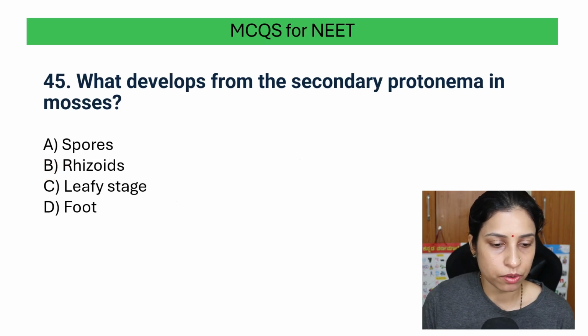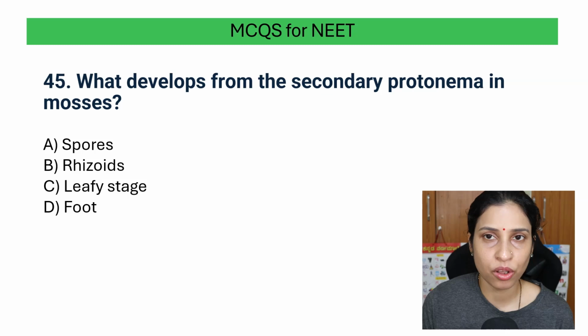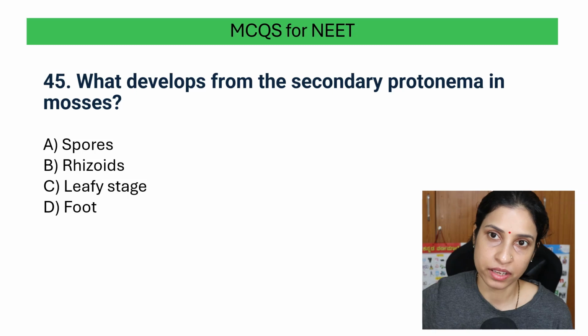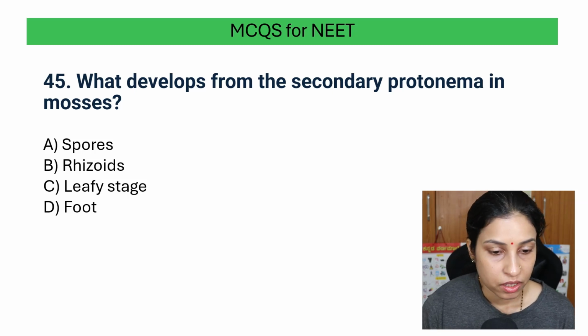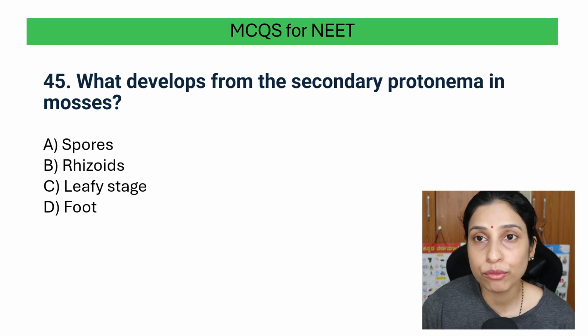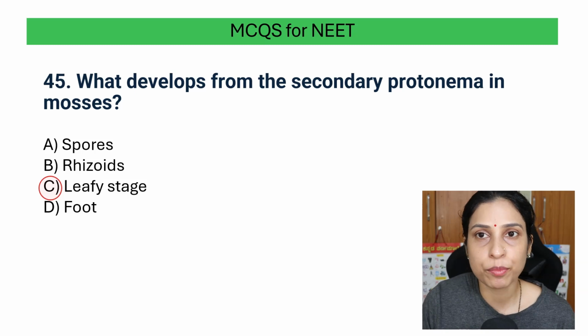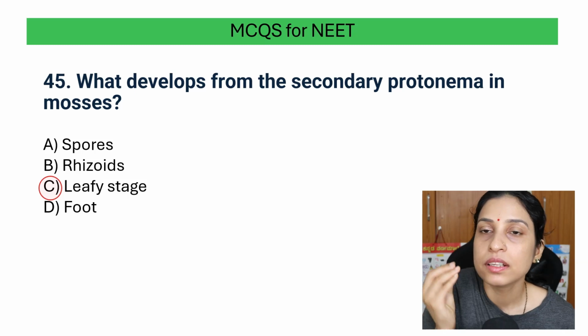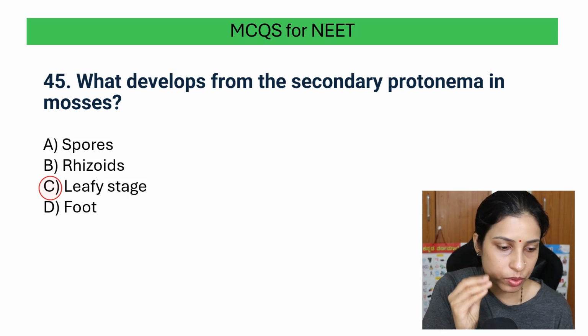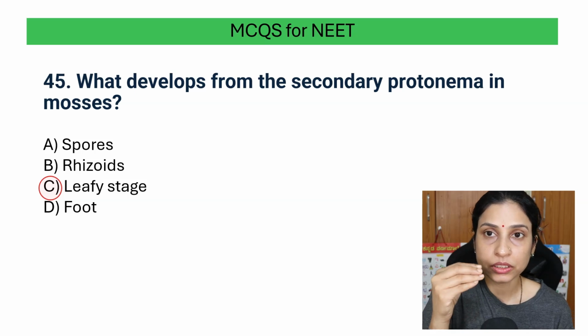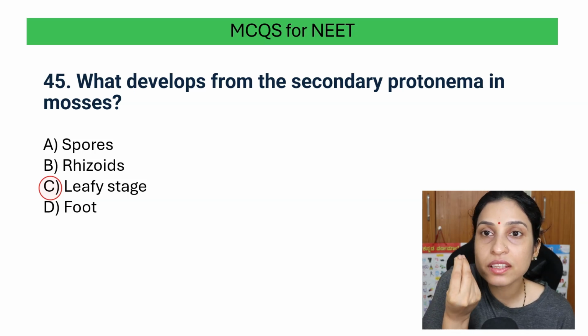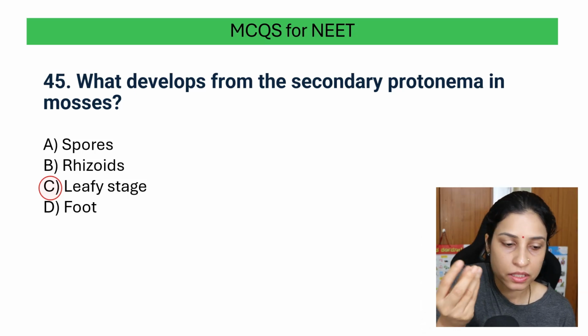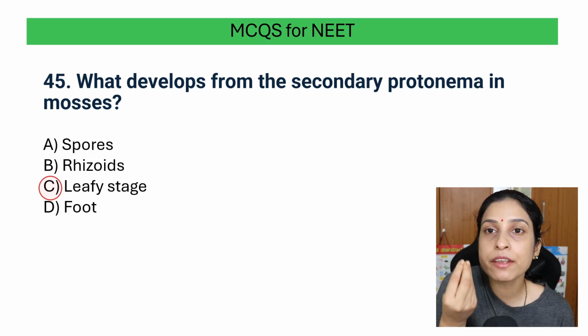Next, what develops from secondary protonema in mosses? As we all know, protonema undergoes asexual reproduction by fragmentation. That fragment gives rise to a secondary protonema. From this secondary protonema, what develops? Spores, rhizoid, leafy stage or fruit? Leafy stage. This secondary protonema produces the buds, the protonema buds. These buds germinate, they form the leafy stage of the mosses. Secondary protonema gives rise to leafy stage through bud formation.